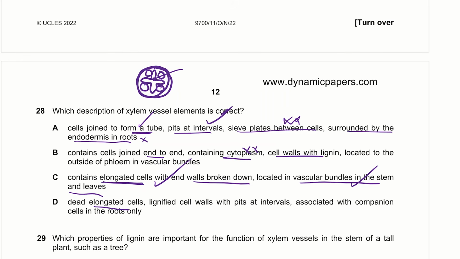For D, dead elongated cells, yes. Lignified cell walls with pits at intervals. This is also correct. Associated with companion cells. Now, companion cells is incorrect because companion cells are associated with the phloem to facilitate the transport of sucrose into the phloem. Therefore, this is incorrect, and the answer is going to be C.